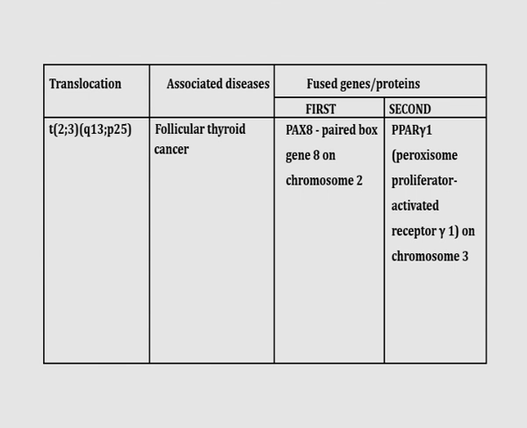And in the fifth case, it is t(2;3), q13 and p25. The associated disease is follicular thyroid cancer and the genes associated are PAX8, paired box gene 8, on chromosome 2. In the second case, it is PPAR gamma 1, peroxisome proliferator-activated receptor gamma 1, on chromosome 3.